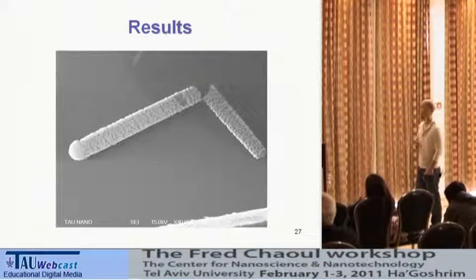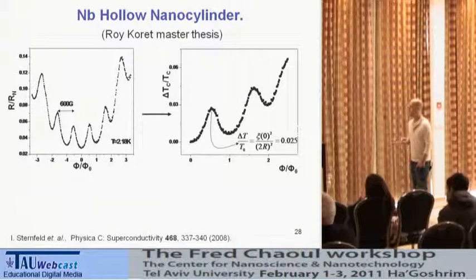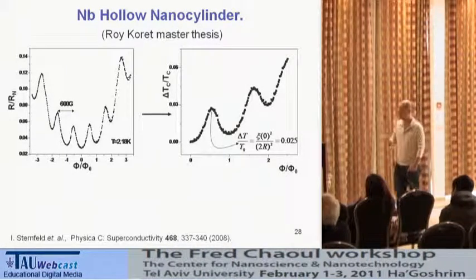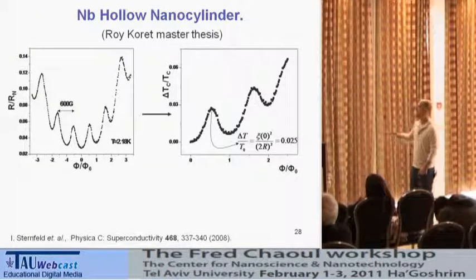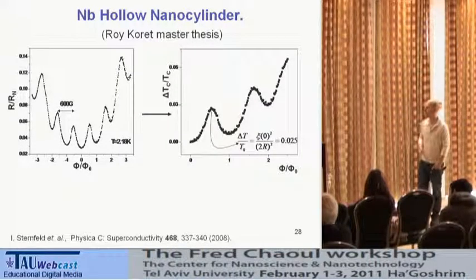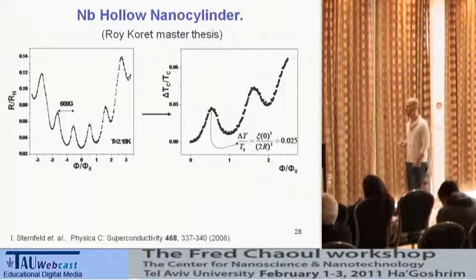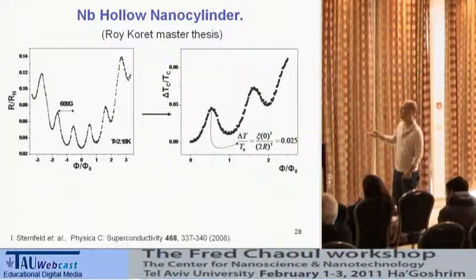So, some results. This is a niobium hollow cylinder. It was measured by Roy. He was a graduate student in our lab a few years ago. So this is a measurement of resistance as a function of flux. And you can see these oscillations. Now, this was measured at 2.18 kelvins. This is the lambda point of the liquid helium, so the temperature is quite constant. And you can see that the period of oscillation is about 600 Gauss.